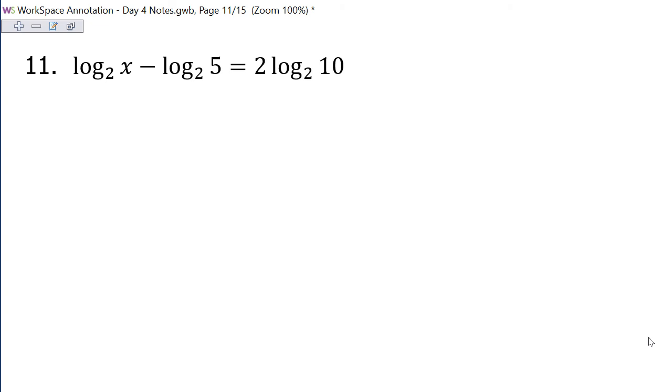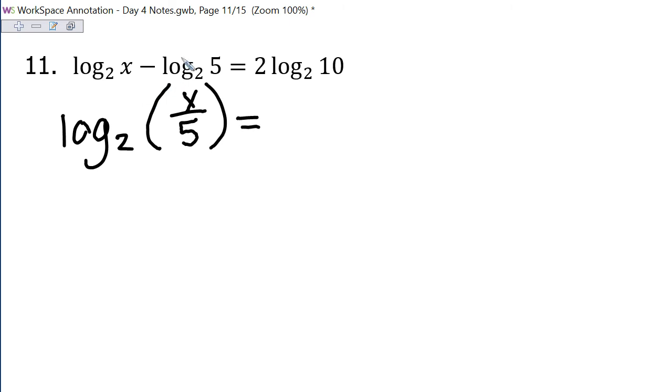Okay, convert those to just a single logarithm. So if I see subtraction, I change that to division. So this should be log base 2. What goes on top? Has to be x on top, 5 on bottom. This equals, what do I do with the 2 out front? Make it an exponent. So this would be log base 2, and this would be 10 squared. I'll leave it as 10 squared for just a second.